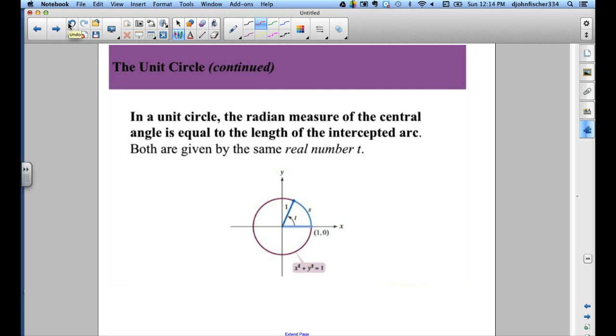In a unit circle, the radian measure of the central angle is equal to the length of the intercepted arc. Both are given the same real number t. So t, the radian measure, is equal to s over r, which we know from our previous section. But on a unit circle, the radius is 1, so my central angle is always equal to my arc length.